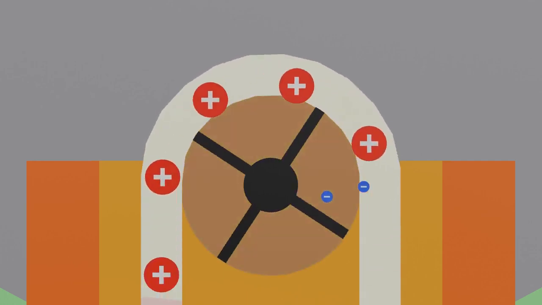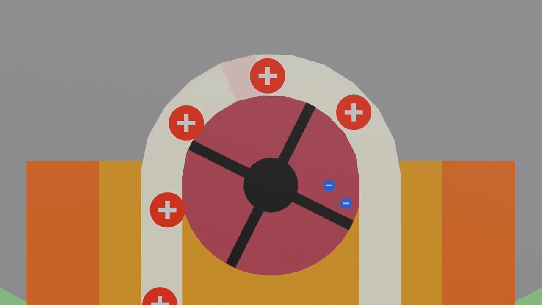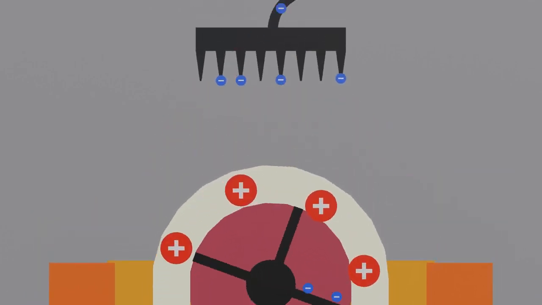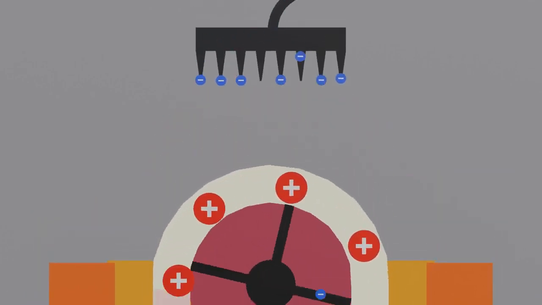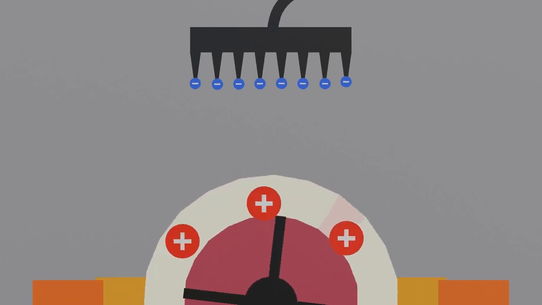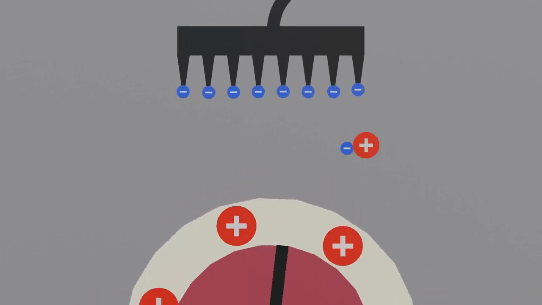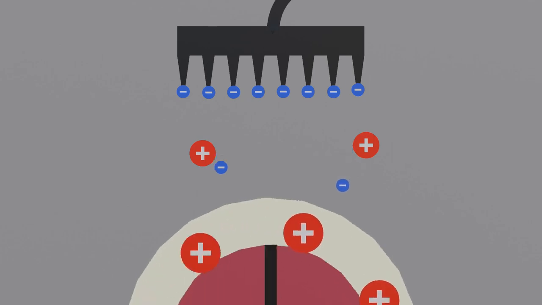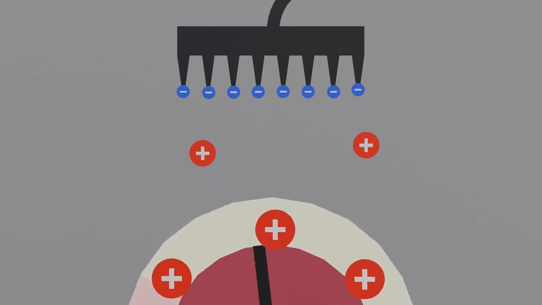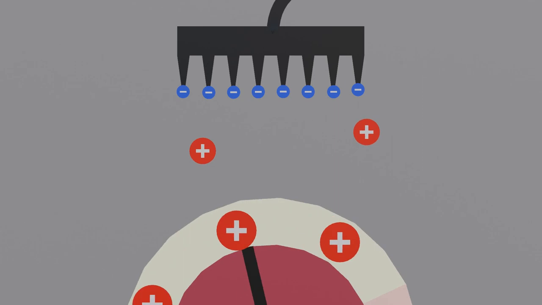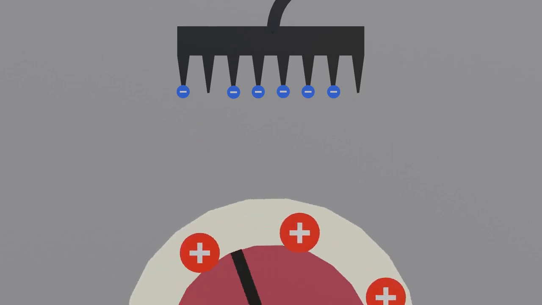The top roller is left with a net positive charge which attracts electrons in the other metal brush, inducing a negative charge in the tips. Once again, air molecules are ionized, but this time the free electrons move towards the positively charged roller, while the positive ions left behind flow towards the metal brush where they gain electrons.